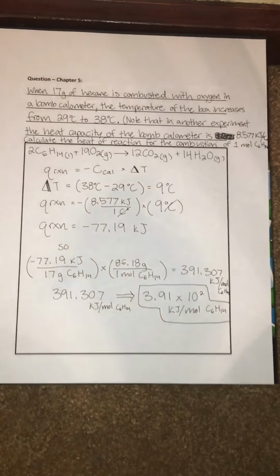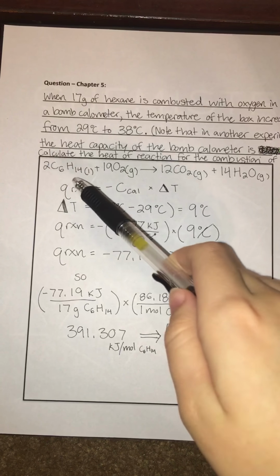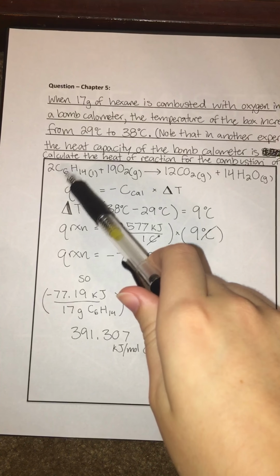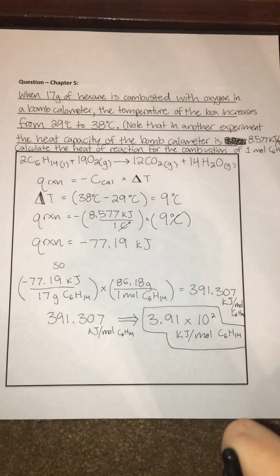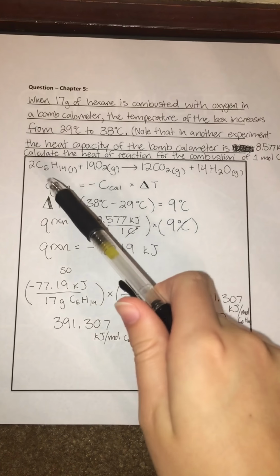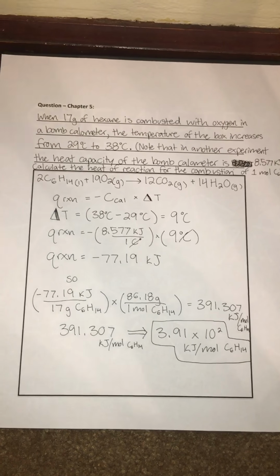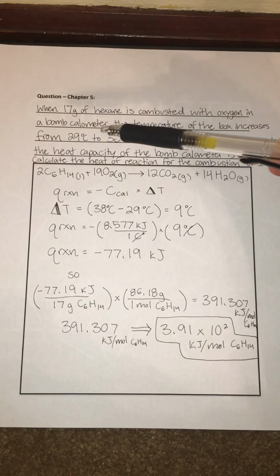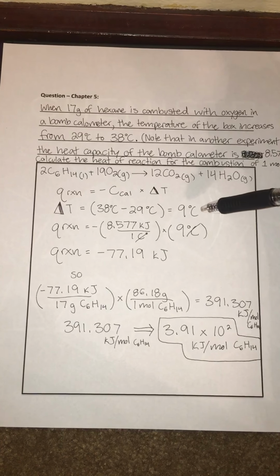And so starting out, we have our base formula right here, which is just telling us the formula of the combustion, and this is the hexane we're looking at. In order to find this, first we have to calculate the heat of reaction. So first we're going to look at the change in temperature. It goes from 29 to 38, so the change in temperature is final minus initial, which is 9 degrees.